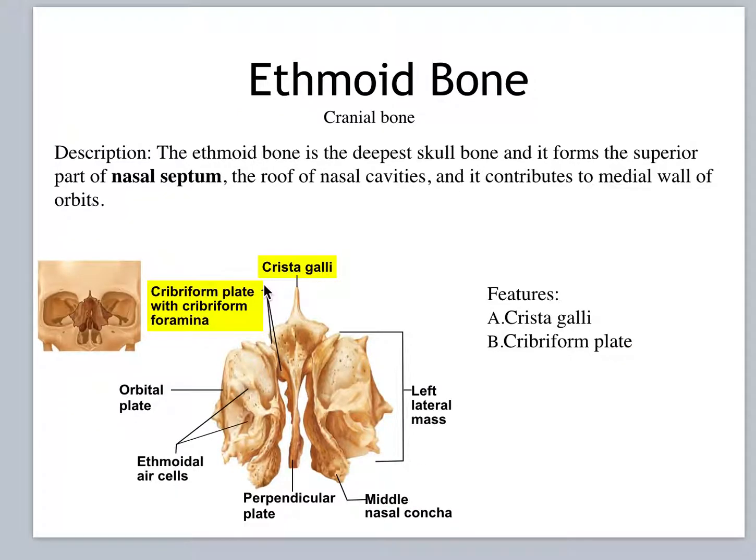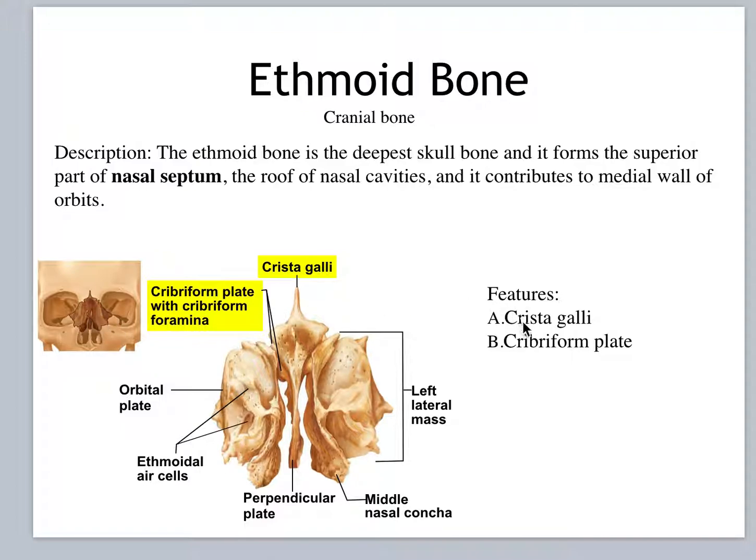The final cranial bone is the ethmoid bone. This is the deepest skull bone. It forms part of the nasal septum, which you see here from the front view. It's this nasal septum area. It's a cranial bone, even though it has a lot of facial features, because it actually touches the cranium.